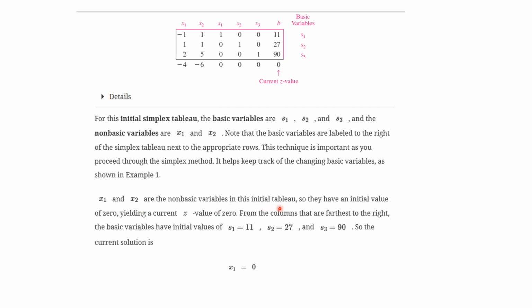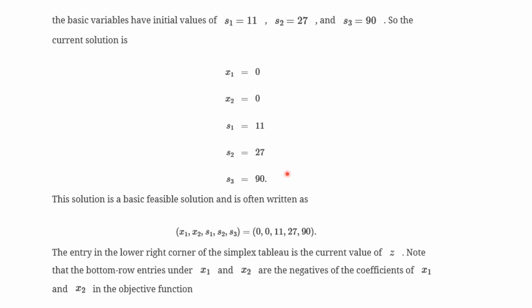So we start with x1 and x2 as non-basic variables, so they have an initial value of 0, and the current value of z is also 0. It is right here. Now this is a basic feasible solution, and it could be written in vector form like this. Again, the entry in the lower right-hand corner of the simplex tableau is the current value of z. Note that the bottom row under x1 and x2 are the negatives of the coefficients of x1 and x2 in the objective function.